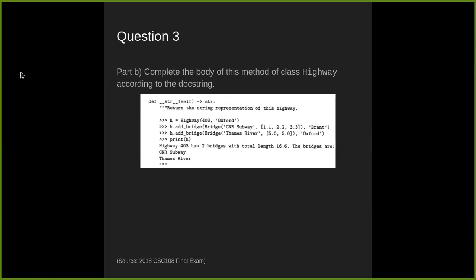And then for the region, we say it's in Oxford. Then if we call print on the highway H, it would say highway 403 has 2 bridges with total length 16.6, because the sum of the length of the first bridge and the second bridge is 16.6. And then it would list the bridges by saying the bridges are, and then it would list the bridges followed by a new line. So every bridge is separated by a new line.